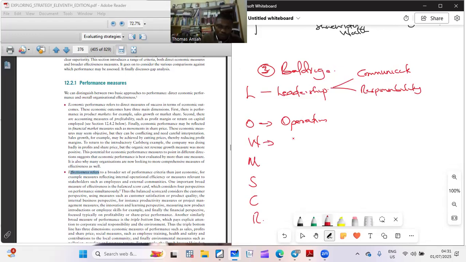W means workforce. Are they training them? Recruitment, training, and appraisal. M is the measurement, analytics, and knowledge management.